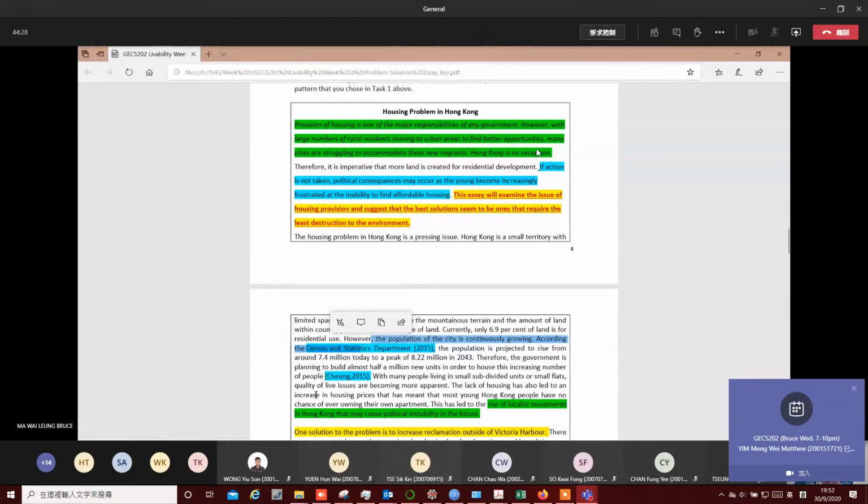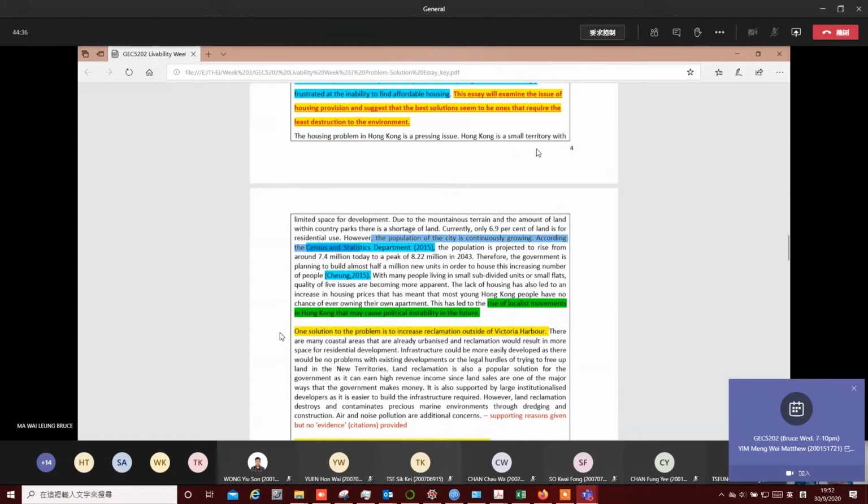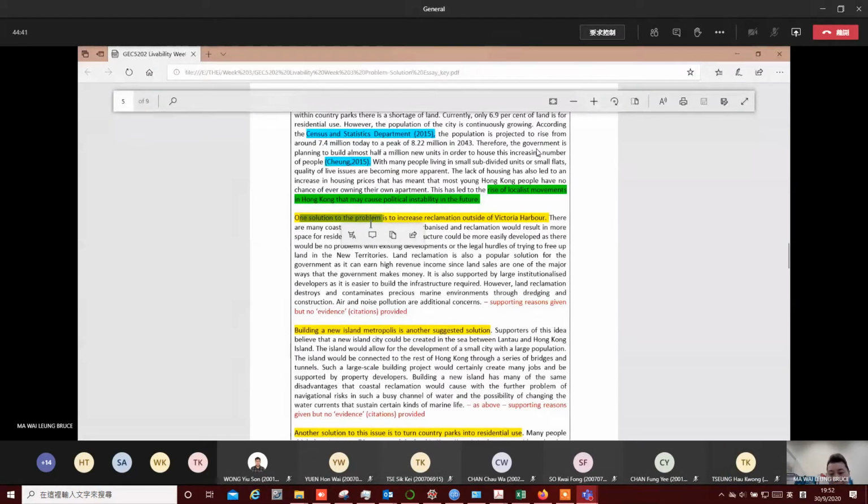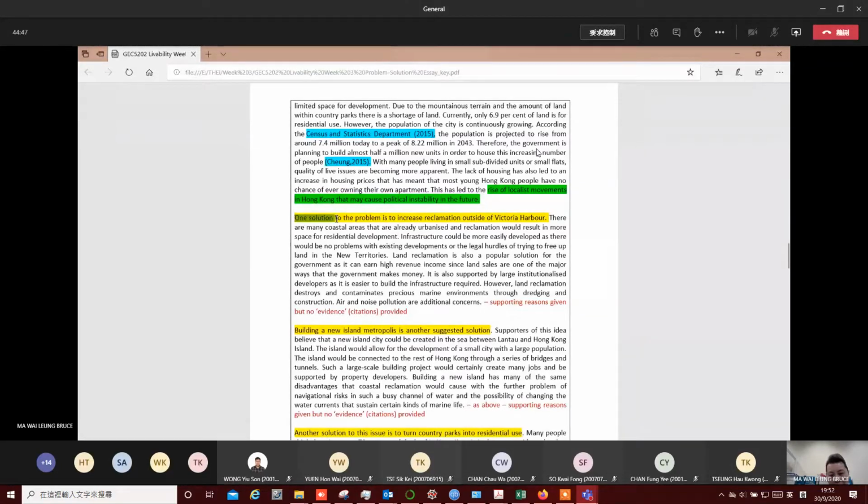Now, let's move on to the next section. Are you expecting to see another problem, or are you expecting to see a solution? Oh, we can see the third paragraph, the first sentence. One solution to the problem is to increase the reclamation outside of Victoria Harbour. Right? So the solution is here. This is the topic sentence.